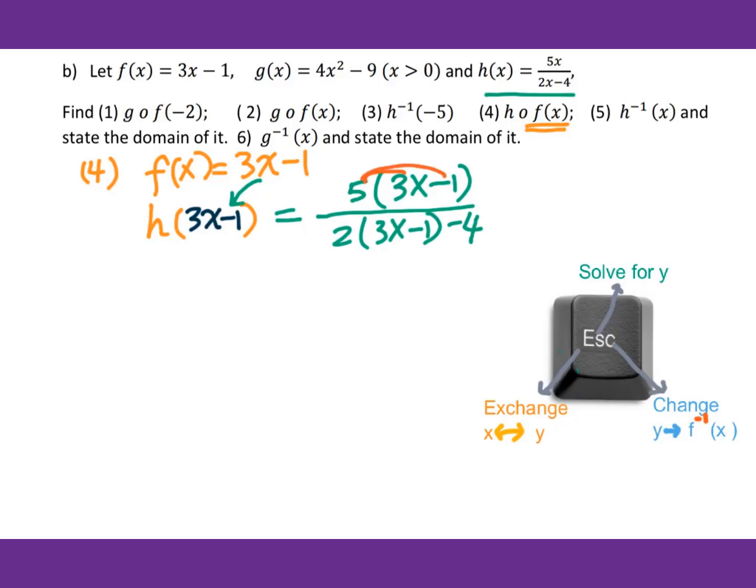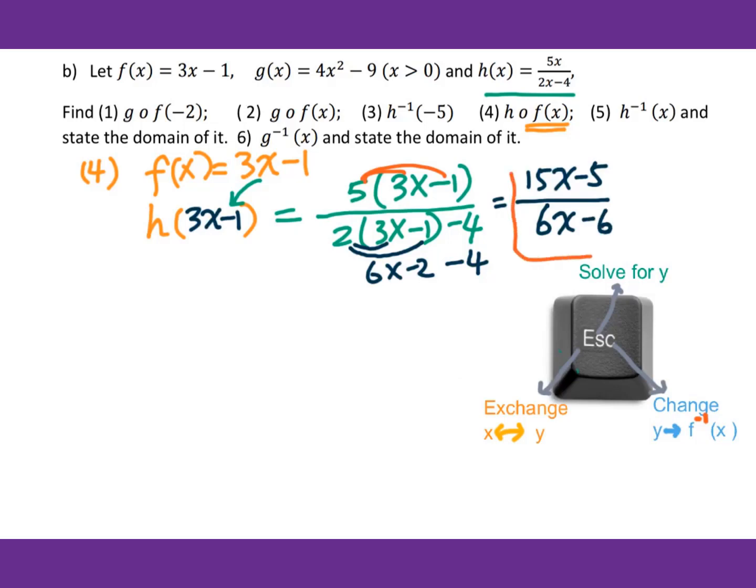Distributive property. Numerator, you will get 15x minus 5. Your denominator, you will get 6x minus 2, then minus 4. Combine, you will get 6x minus 6. This will be the final answer to number 4.